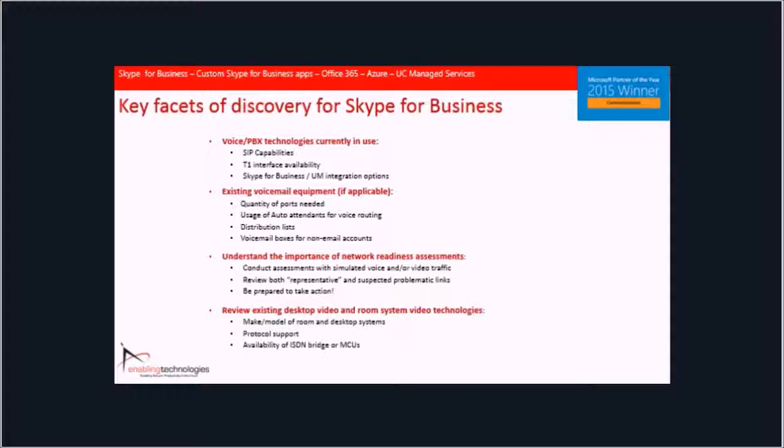If you're moving to Skype voice, of course, this would only be applicable. Figure out how many ports you're actually using for voicemail. That will determine how many unified messaging servers you're going to need if you're looking at on-premises for your Exchange. Really get in and understand your auto attendants. And I mean, not to trade war stories, but I can tell you that in probably 90%, if not more, of the engagements that I managed as a project manager here at Enabling, this was an uphill battle, right?